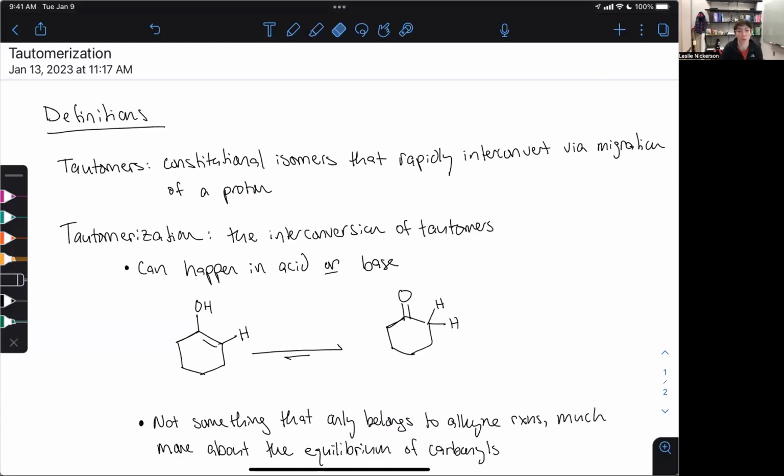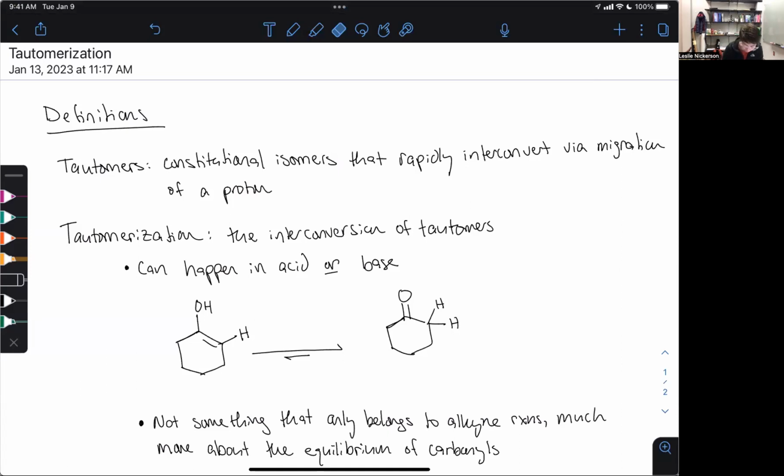Everybody, I'm going to talk a little bit more about tautomerization in this video. I do definitely think there was a little bit of confusion when we talked about it the other day in class. So I just wanted to make this to hopefully clear some stuff up and take away some of the misconceptions that we had. To start, we'll start with definitions here.